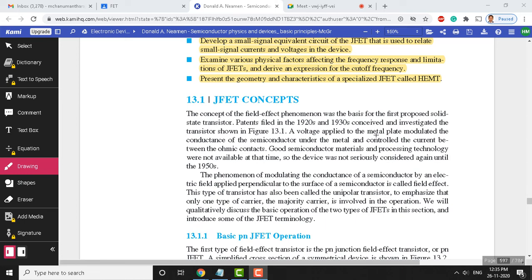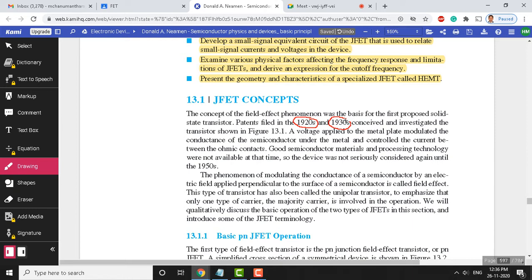Okay, in today's class, we are going to discuss the junction field effect transistor, the concepts. The patent for the junction field effect transistor was filed in the year 1920. It was very old, right? 1920. Okay, and it was conceived in the year 1930. You can see that almost 10 years they took for the patent to get approved. So, it was a very old device.